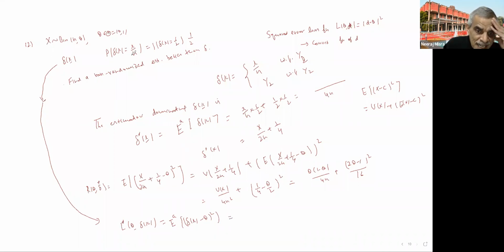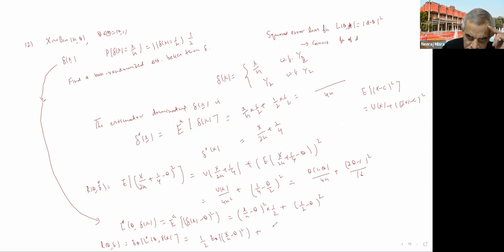I know that delta X takes the value X/N with probability half, so it will be (X/N minus theta) whole square into half, plus, it takes the value half with probability half, so it is (half minus theta) whole square. Is that okay? Okay. Now I have to take a second expectation to get the risk. So R(theta, delta) would be nothing but the expected value of L star of theta, delta X, which is half times the expected value of (X/N minus theta) whole square plus (2 theta minus 1) whole square/4.